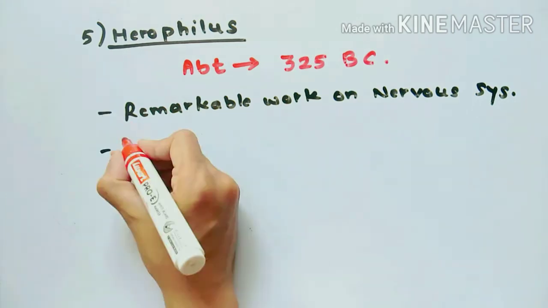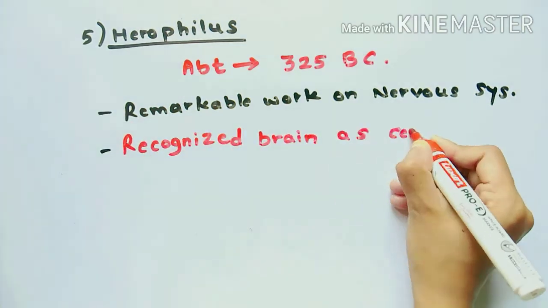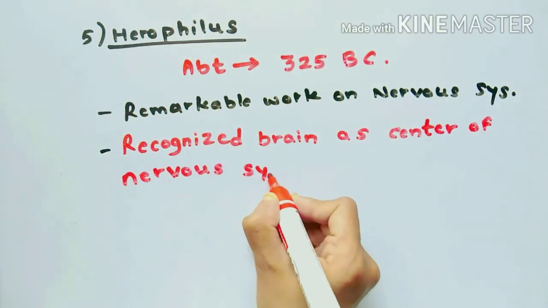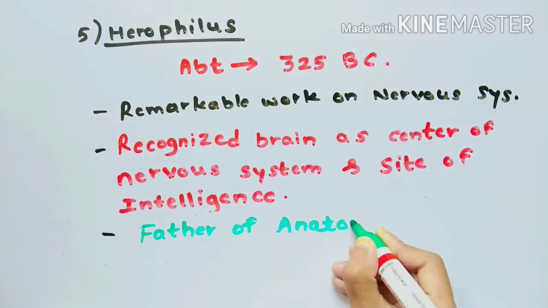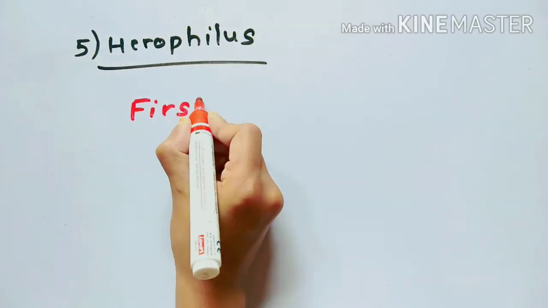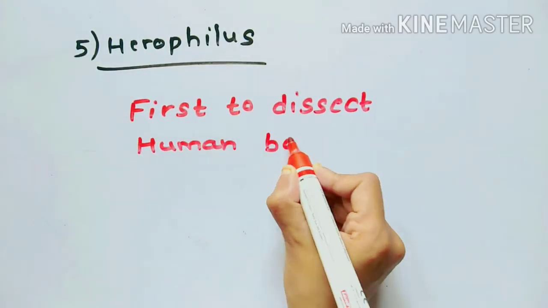The next is Herophilus, period 325 BC, who did remarkable work on the nervous system. He also recognized the brain as the center of the nervous system as well as the site of intelligence. Herophilus is also known as the father of anatomy as he was the first to dissect the human body.